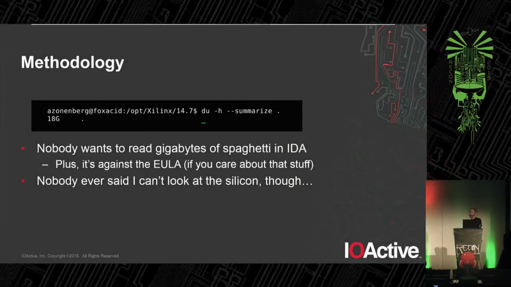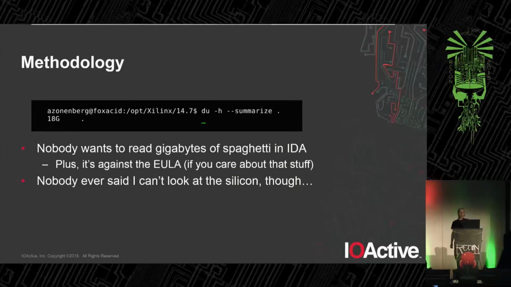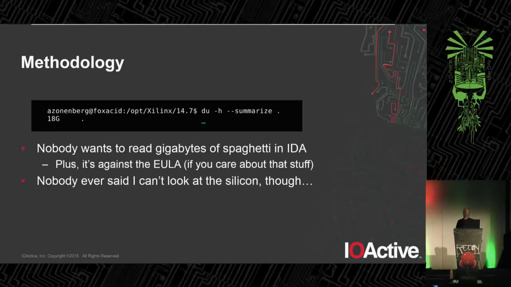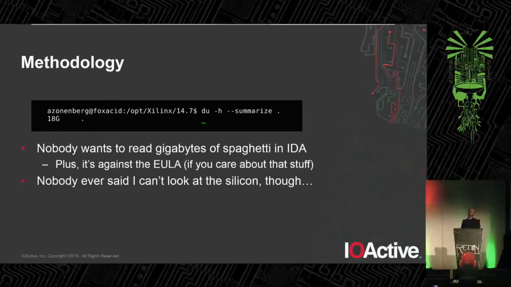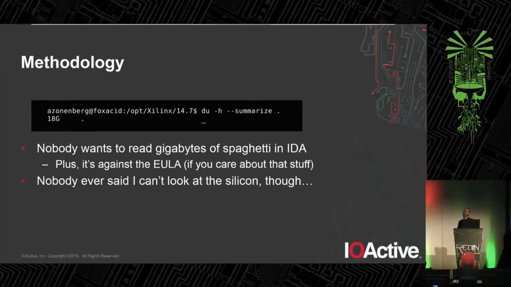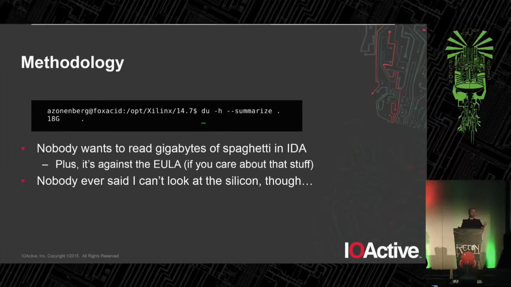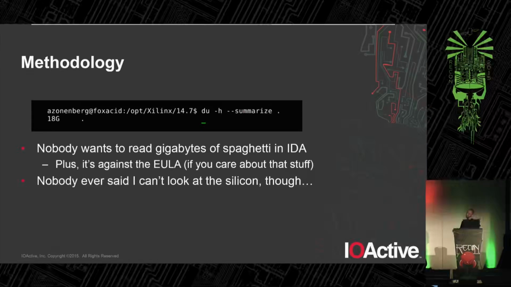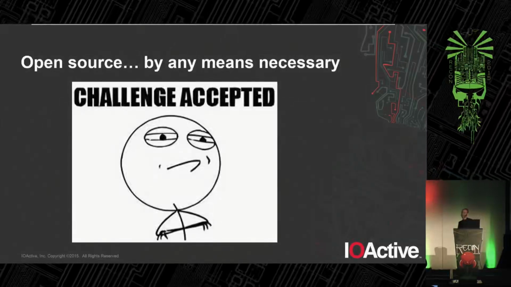So as far as the methodology here, I just decided earlier today to take a look at the size of the directory I had installed the Xilinx tools in. 18 gigabytes. I don't know about you, but I don't have time to look through 18 gigabytes of stuff in IDA. There are much better things I could spend my time on. And plus, the license agreement says I'm not supposed to be reverse engineering their software. I never agreed not to look at the silicon. So open source by any means necessary.